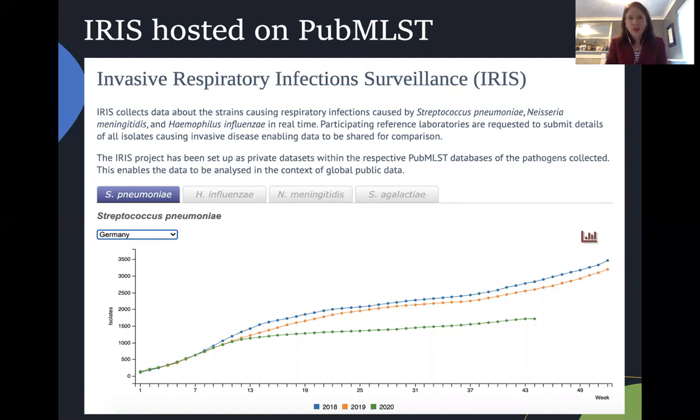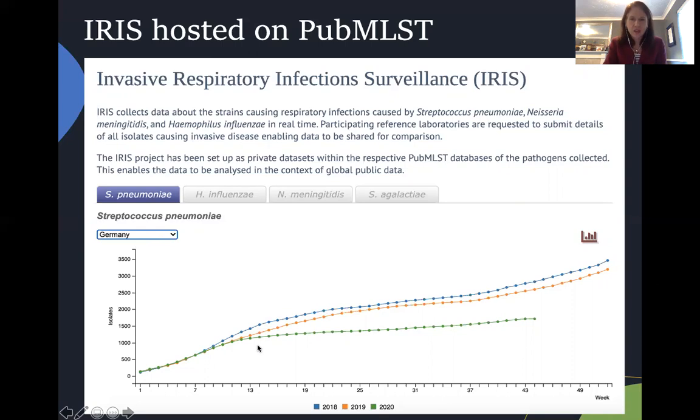So IRIS, as I say, is hosted on PubMLST, and we use the PubMLST platform. What you see here is a screenshot of the front page of the database. This is public, but then, as I say, users need to log in to get access to the individual databases, one for each of the different bacterial organisms. What you see here is a screenshot of the German data. This is a drop-down menu, so we can look at individual countries, or we can look at the aggregate for any one of these 4 pathogens.